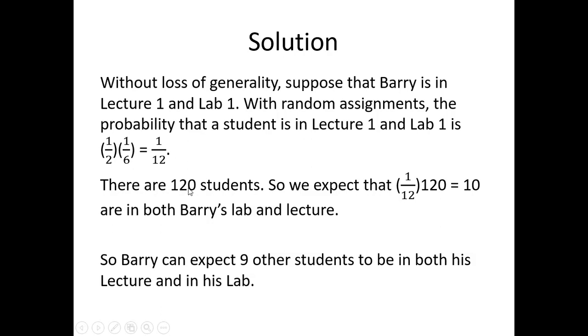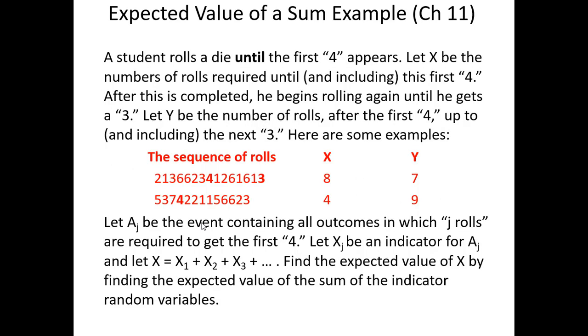Now, we need to apply this. We know there's 120 students, so we expect that 1/12 times 120, which is 10, are in both Barry's lab and Barry's lecture. But that 10 would include Barry. So Barry could expect 9 of the students to be in both his lecture and his lab. Okay, so that is example 3.